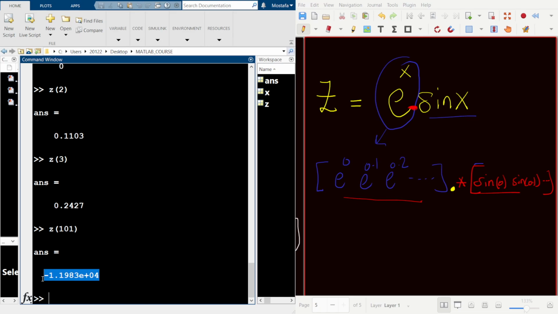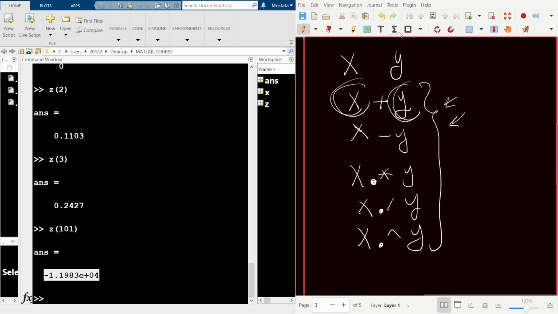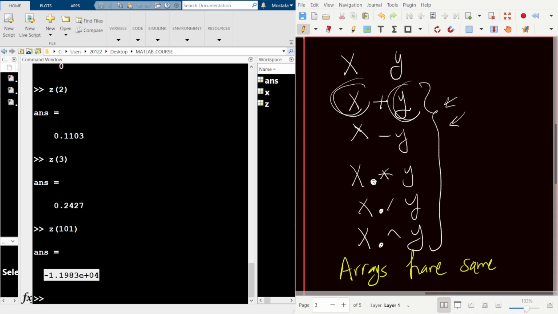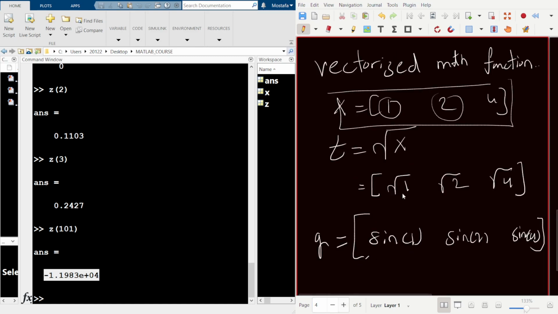So in summary, we discussed in this video how to do array operations. We have to make sure that in addition and subtraction, there's nothing really to worry about here. There's no need for a dot. But for multiplication, division, and exponentiation, we have to have the dot. We also need to make sure that arrays have the same length when we do these operations. And we also learned something about the mathematical functions in MATLAB. Pretty much all of them are vectorized, which means that you can apply them to arrays and they will automatically calculate an array for you.